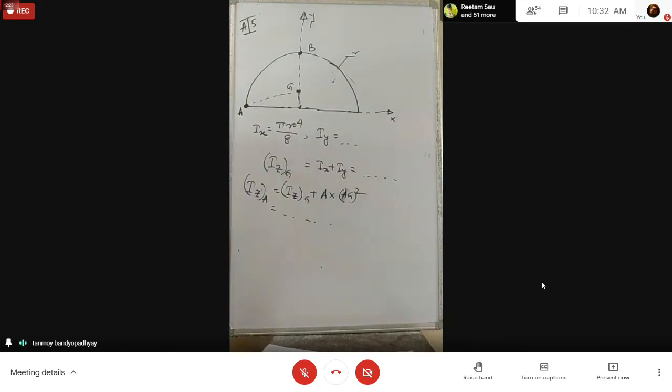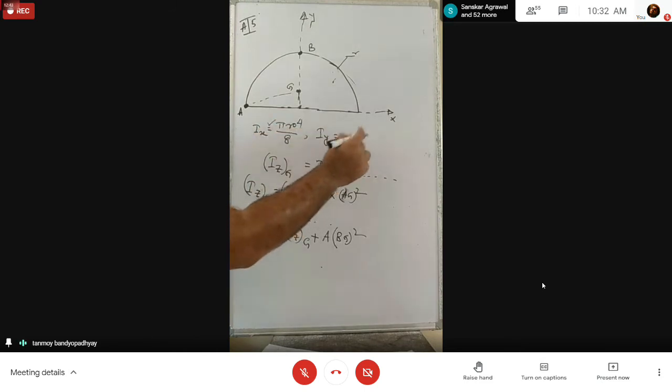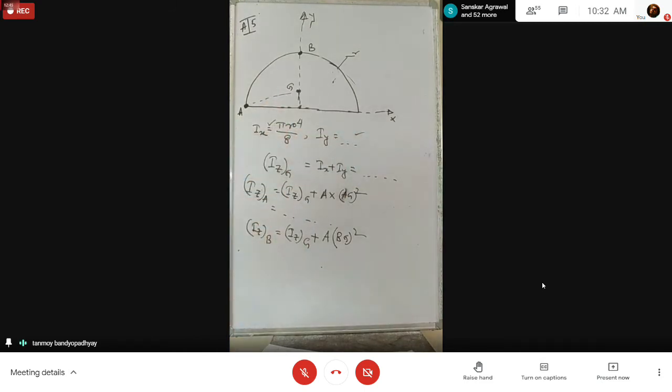And similarly IZB. So IZB should be equal to IZG plus area of the semicircle into BG square. So once you know these two values, check what IY is, and then put the values here. You'll get the values of IZA and IZB. So this one is your homework. Okay? So we'll be doing problem number A6.